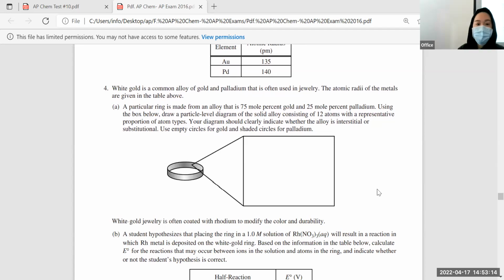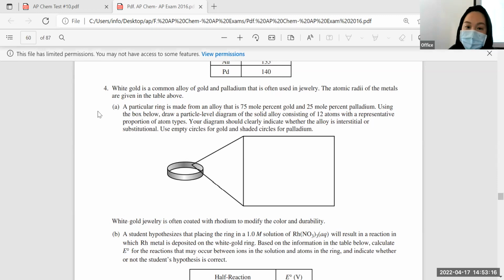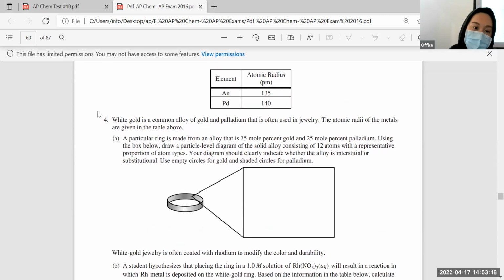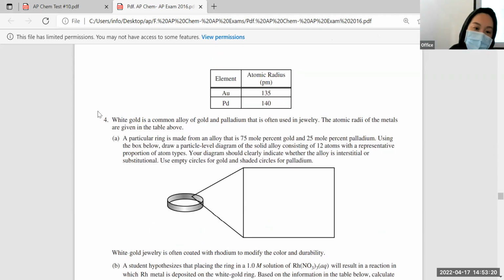Okay, white gold is a common alloy of gold and palladium that is often used in jewelry. The atomic radii of the metals are given in the table above. A particular ring is made from an alloy that is 75 mole percent gold and 25 mole percent palladium. Using the box below, draw a particle level diagram of the solid alloy consisting of 12 atoms with a representative proportion of atom types. Your diagram should clearly indicate whether the alloy is interstitial or substitutional. Use empty circles for gold and shaded circles for palladium. Okay.